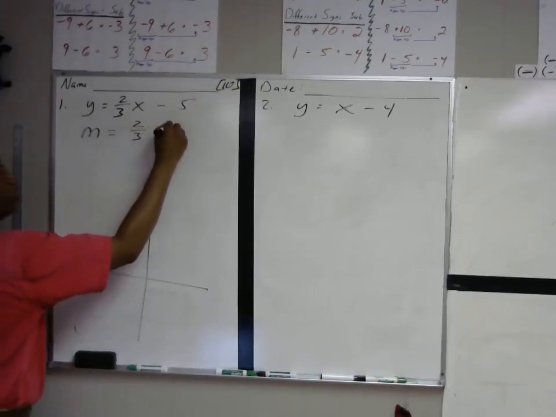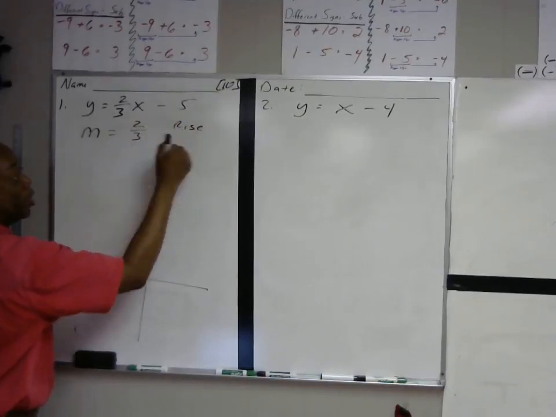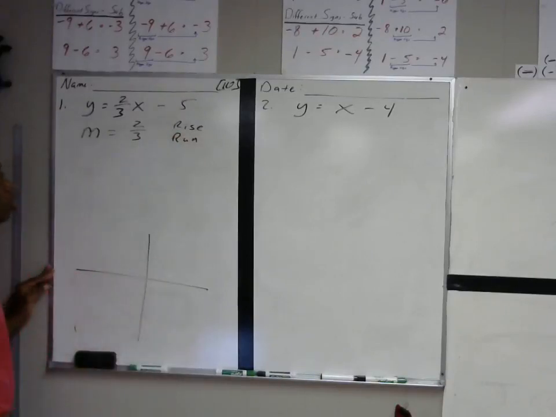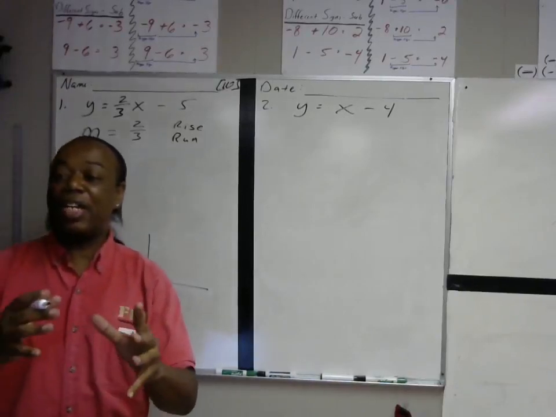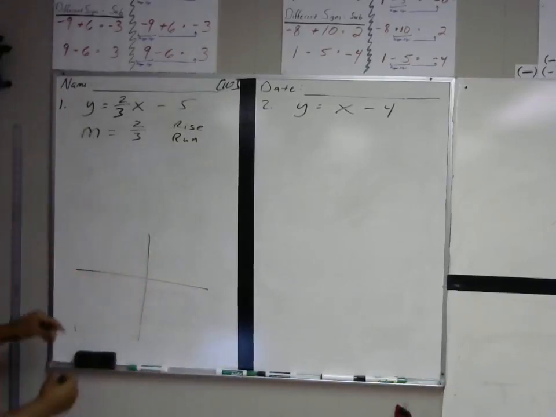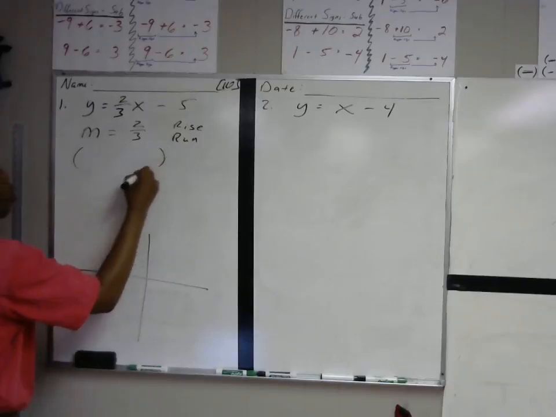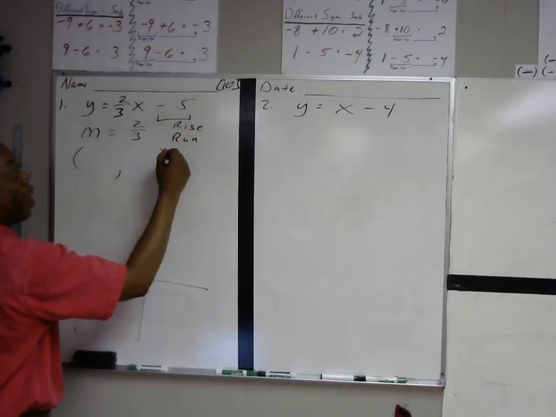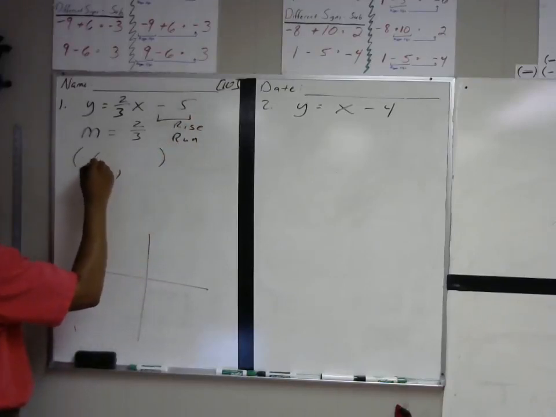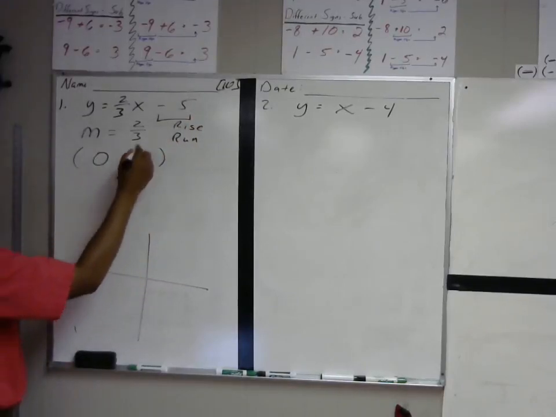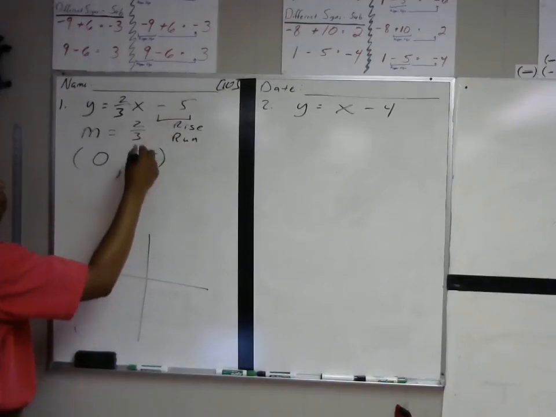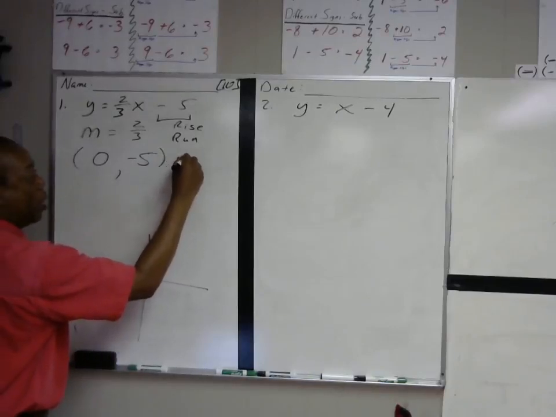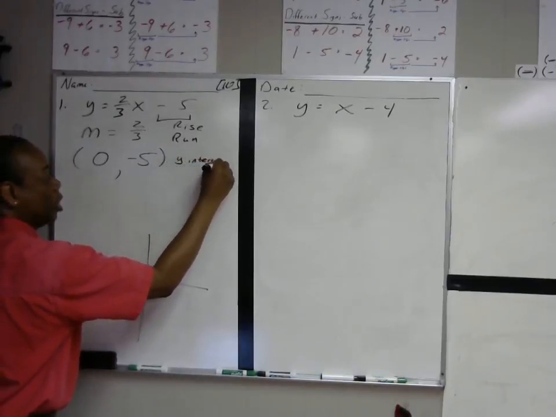The 2 tells us the rise, how far we're going to rise, and the 3 here tells us how far we're going to run. So between those two numbers, we can find any other point. Furthermore, the first point comes from using this number right here, this -5. So we're going to put in 0 for the left and right, and put in -5 for the up and down. This point right here is called the Y-intercept.